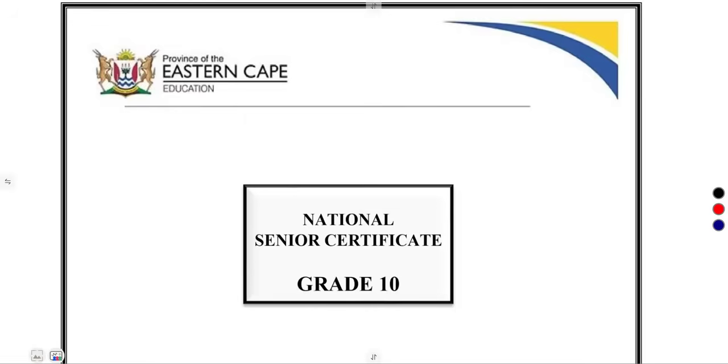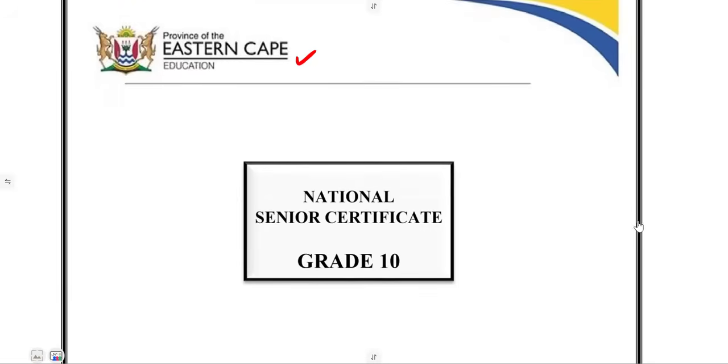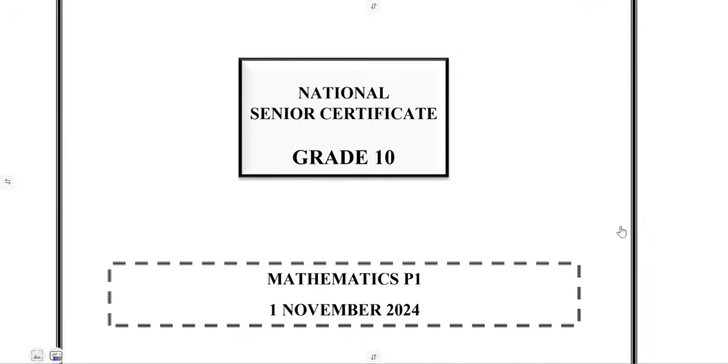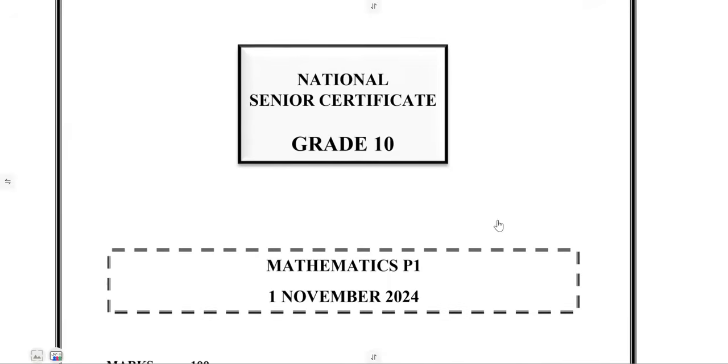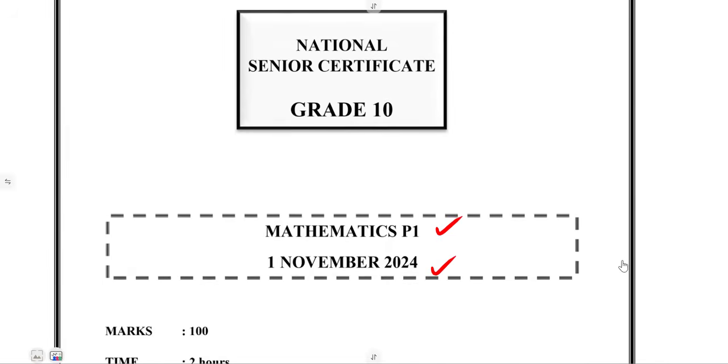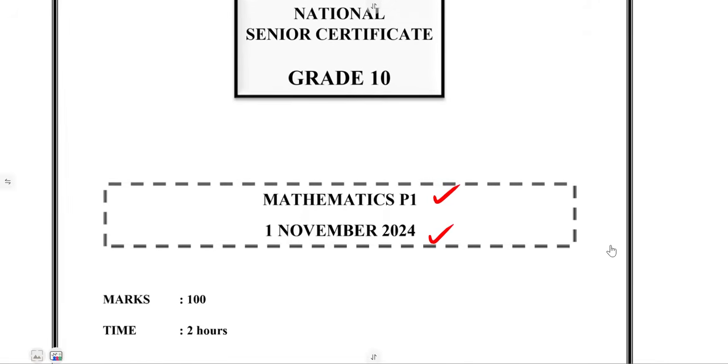So in this case, we have a revision that we are going to look into from Eastern Cape education. That is for Grade 10 mathematics as we are revising for the exams which are ahead of time. It was Paper 1, which was written on 1 November 2024. We are going to use that to figure out how these questions can be given. And also, we're going to try to look for Paper 2.